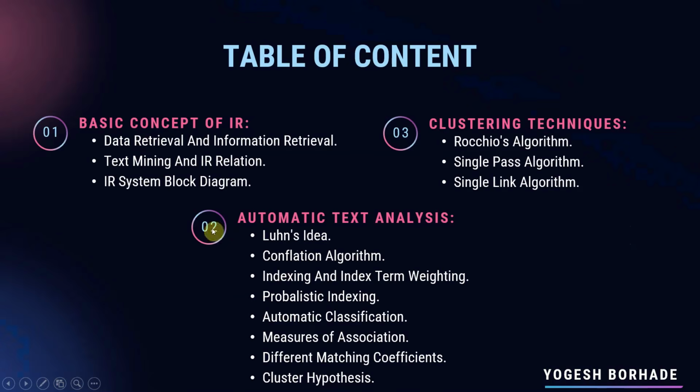So unit 1 is basically having three main topics, which are basic concepts of IR, automatic text analysis, and clustering techniques. Now this basic concepts of IR has subtopics. First is data retrieval and information retrieval. Second is text mining and IR relation, and third one is the IR system block diagram. Similarly, these two topics have their subtopics under them. So here we have Luhn's idea, conflation algorithm, and these subtopics. And in clustering techniques, we have three algorithms.